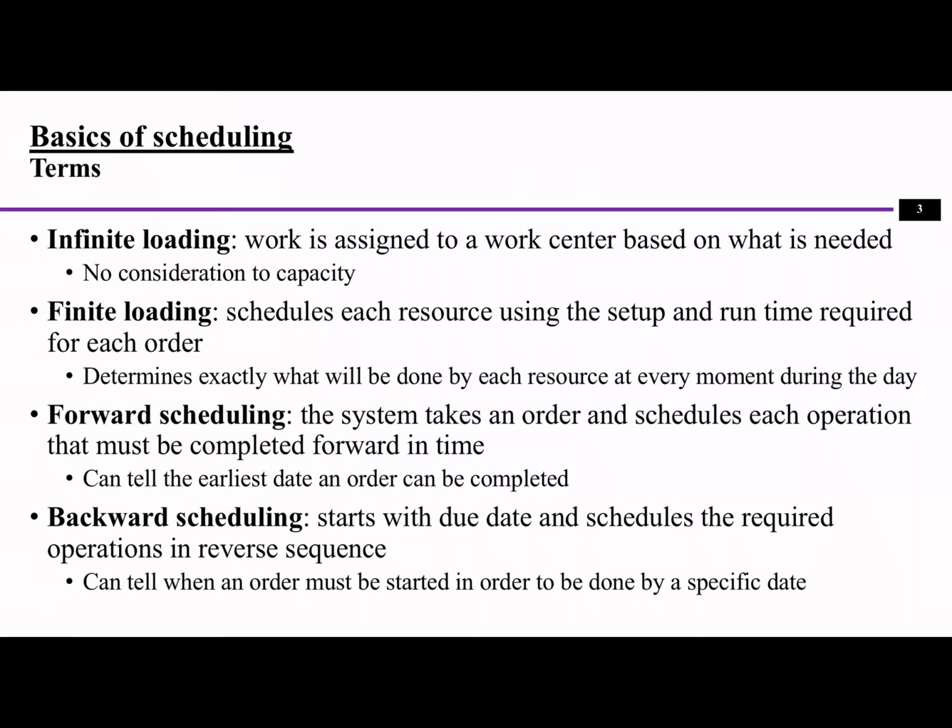So that's finite loading. And the next one is forward scheduling. Forward scheduling means the system takes an order and schedules each operation that must be completed forward in time. What it means is that, suppose we receive an order from a customer that we need to make 100 TVs at the beginning of this week. I first look at when I can put this order on the line in order to finish it as soon as possible. So this is forward scheduling.